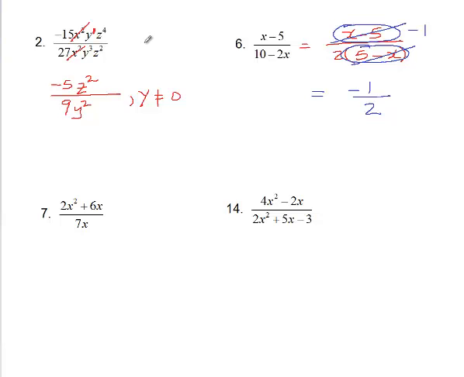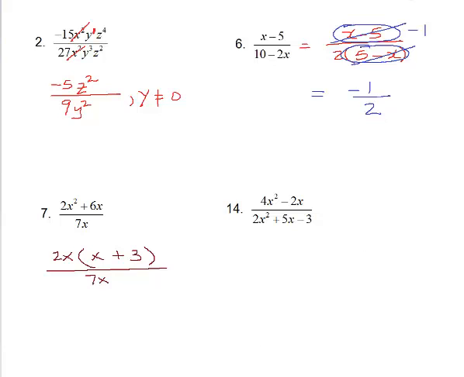Okay, so let's look at the top and think of it as a binomial and what is common to that binomial. If you look at it, you see 2x is the GCF here. So again, factoring out 2x, I'm left with just x plus 3. And on bottom, I still have a monomial term, 7x.